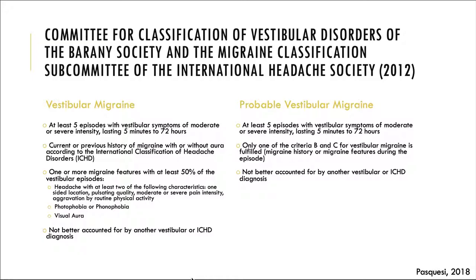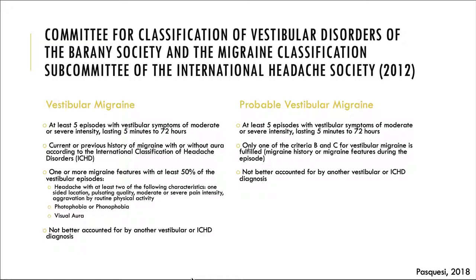They have a current or previous history of migraines with or without an aura, according to the International Classification of Headache Disorders. They have one or more migraine features with at least 50% of vestibular episodes. These features can include a headache with at least 2 of the following characteristics: one-sided location, pulsating quality, moderate or severe pain intensity, or aggravation by routine physical activity. Another potential feature is photophobia or phonophobia, as well as a visual aura. Another criterion to diagnose vestibular migraine is that it is not better accounted for by another vestibular or ICHD diagnosis, meaning, again, that it is a diagnosis of exclusion.